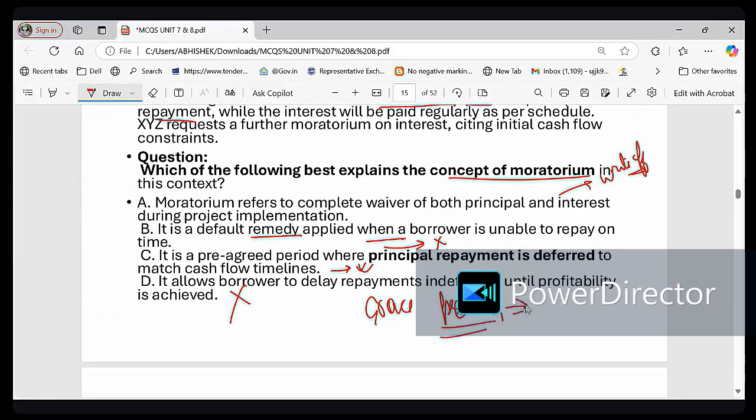It is mostly used in project finance where cash flow starts later. So principal is deferred. Remember, principal payment is deferred. Interest is usually payable, unless agreed otherwise. In some agreements it may be possible that interest is deferred, but in most cases principal is deferred. It is not a default, it is a part of the original plan. So remember, principal is deferred to match the cash flow timeline. That is all about the moratorium. I hope that makes sense to you.